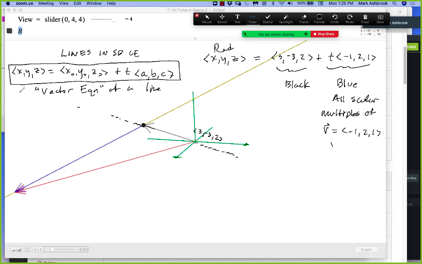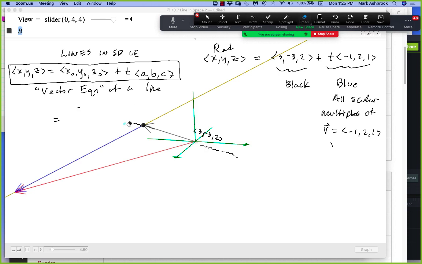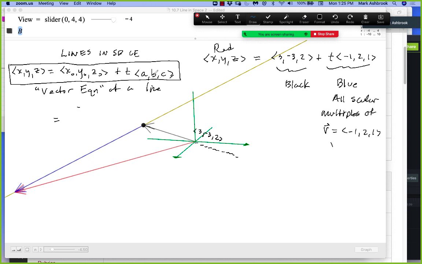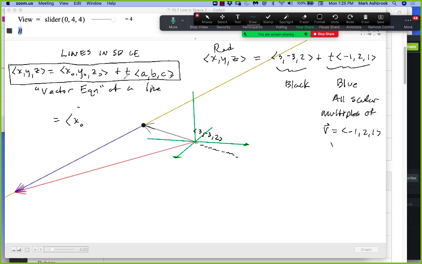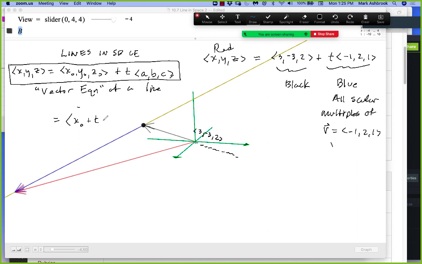Okay, and so let's do the math on this. If I did the math on this, I could add these two vectors together, right? So what would I have? You just add x components, y components, and z components. That's how you add vectors, right? So my x component would be x naught plus t times a, then y naught plus t times b, plus z naught plus t times c.